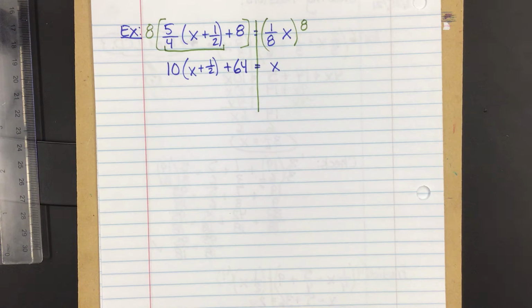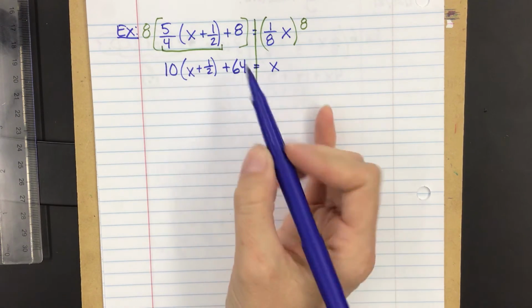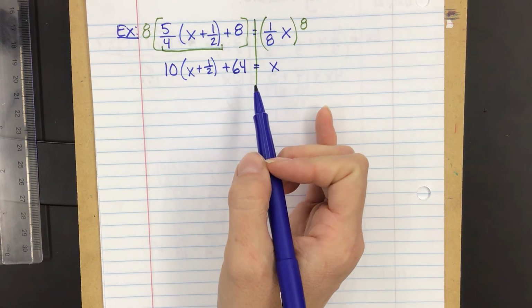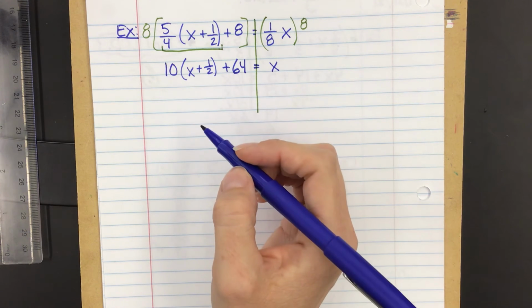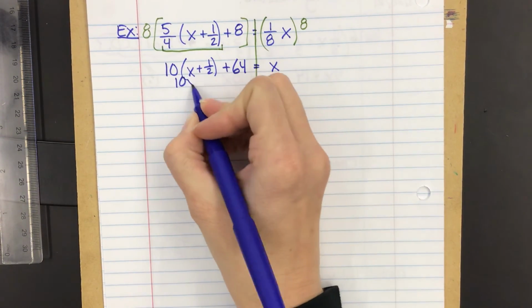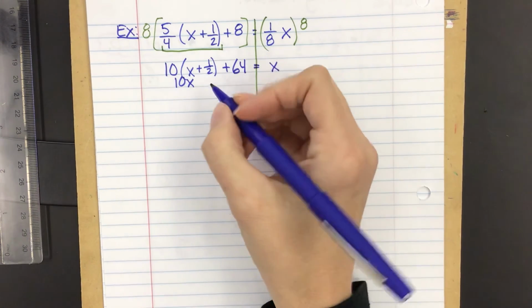Okay. Now that I've gotten rid of all my fractions and I remember to only multiply the coefficient by that 8, this is something I can deal with. Okay, so now I need to go through those steps. First, I need to distribute. Always distribute. So I'm going to do 10x, and then 10 times 1/2 is 5.